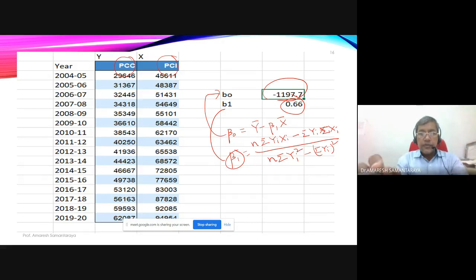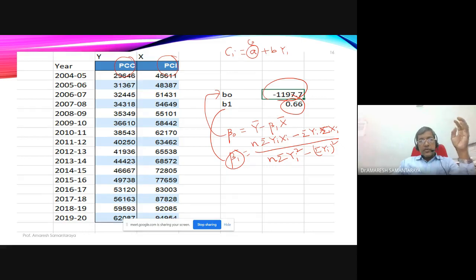So if your model is C_i = β0 + β1 Y_i, this is your β0, which we call the subsistence level of consumption. According to theory, the subsistence level of consumption cannot be 0, isn't it? But here you got it as negative, not 0, negative.